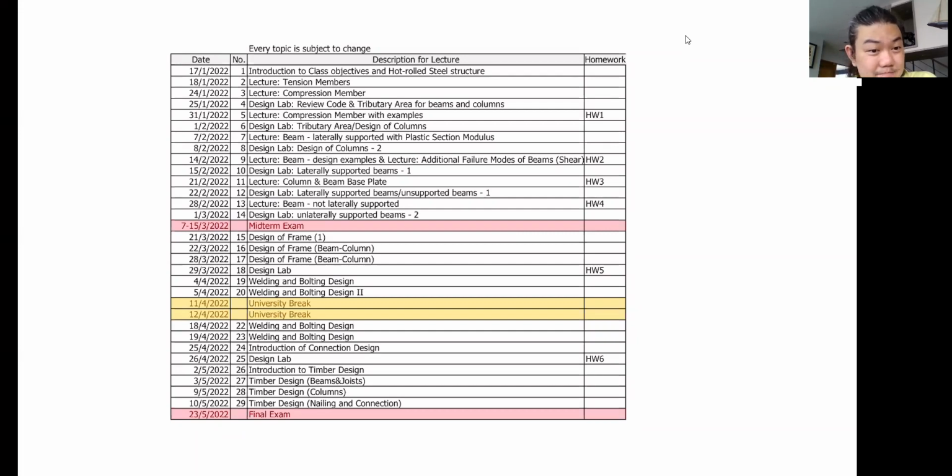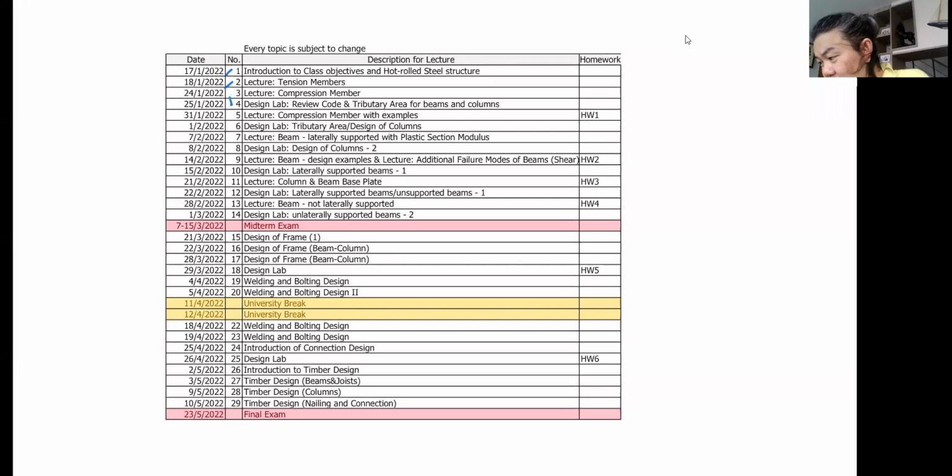Okay, and all right, so that's it. So this is today, the 17th, and then the 18th we're gonna have the lecture on tension members, and then from then on it's gonna be one lecture and then one design lab. Okay, and everything should go according to this schedule.